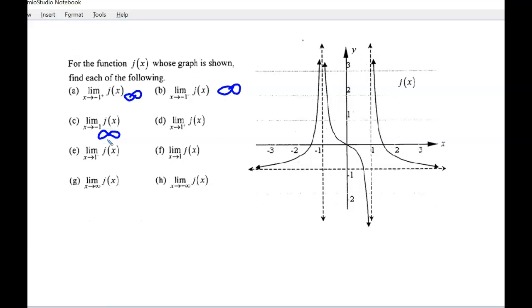infinity. As I approach 1 from the right, it's going towards infinity. As I approach 1 from the left, it's going to negative infinity, and therefore the limit as x approaches 1, according to our textbook's definition, does not exist. The limit as x approaches infinity, so as x goes further and further to the right, the graph is going to -1. As x goes further and further to the left, the graph is also going to -1.